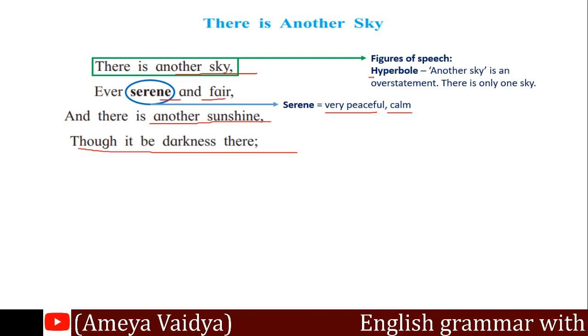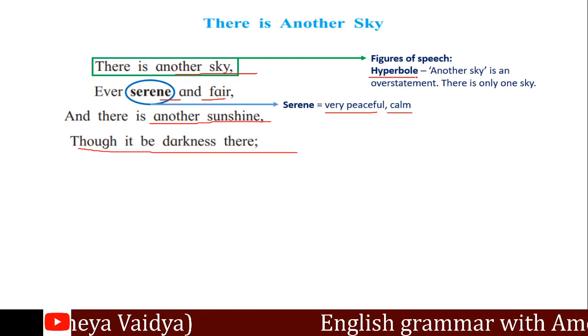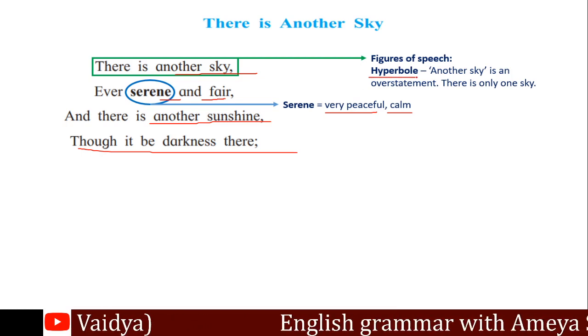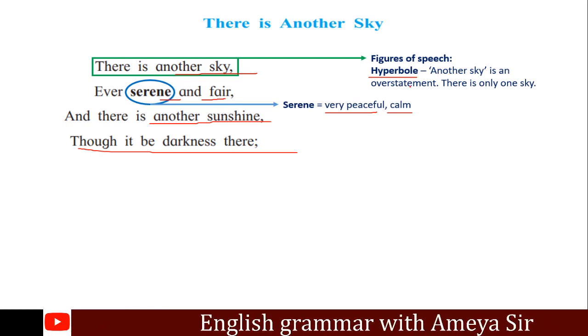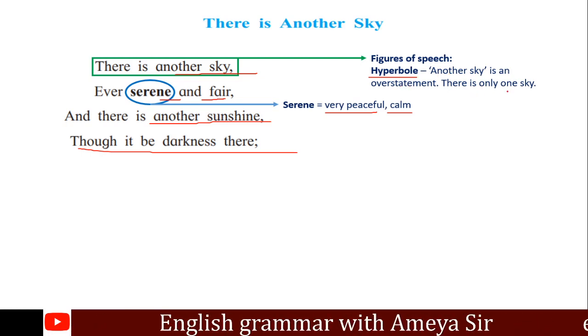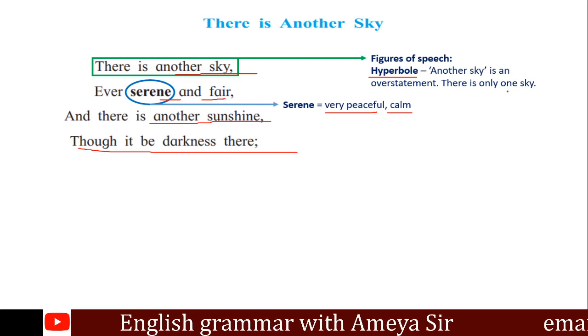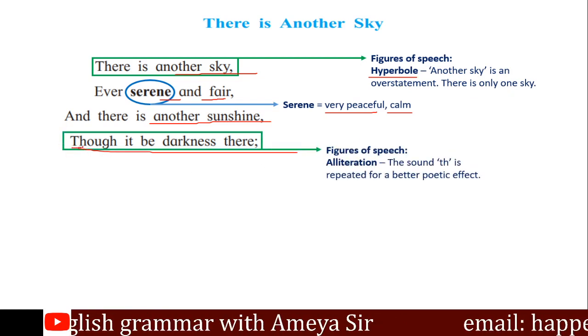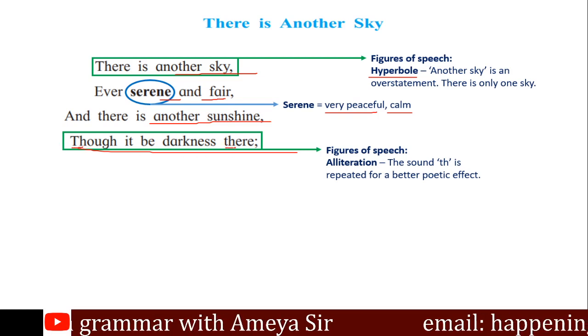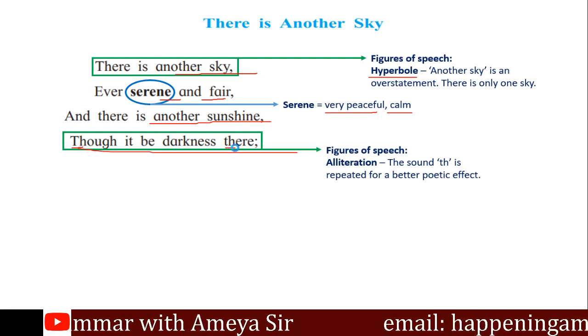Guys, remember the pronunciation is hyperbole. And why is that so? Another sky is an overstatement. There is only one sky. So this is exaggerated. Another thing you can observe is alliteration, for the sound "th" being repeated here for "though" and "there" for a better poetic effect.